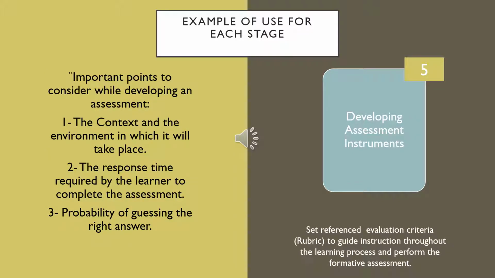Stage 5 is developing assessment instruments. It's a little bit like the rubric you provide us during this training. So you set referenced evaluation criteria to guide instructions throughout the learning process and also to be able to perform the formative assessment. So important points to consider while developing assessment. One is the context and the environment in which it will take place. Two, the response time required by learner to complete the assessment. And three, the probability of guessing the right answer.